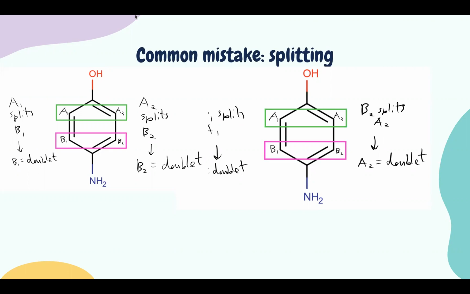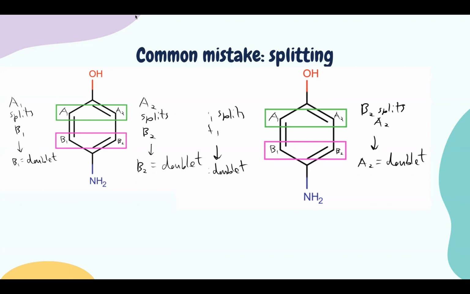Okay, and then the same thing is true for B with respect to A. So the B protons will also be two hydrogens and a doublet. I'm just ignoring the H in the NH2 and the OH.